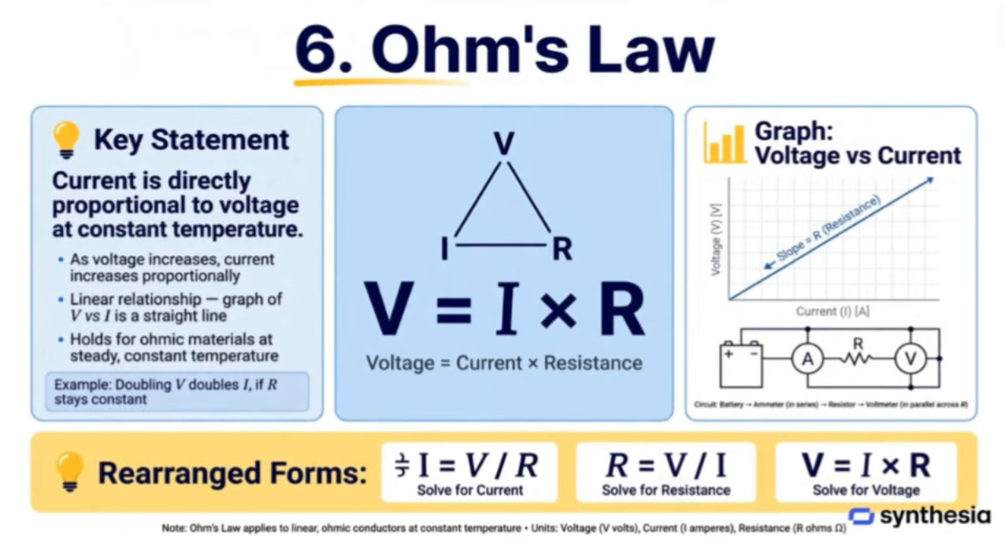For example, in a circuit, if the battery is of 10 volt and the resistor is of 5 ohm, then what will be the current? Now as per Ohm's law, I equals V upon R, which means I equals 10 divided by 5, which gives 2 amperes. It doesn't apply to non-ohmic devices like diode, transistor.